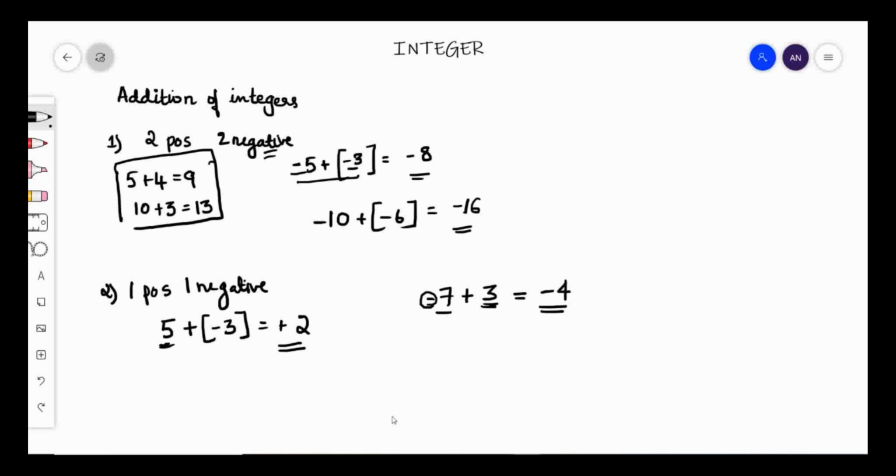So if same integers are given, you have to add and put the sign of that integer. If different integers, a positive and a negative, or a negative and a positive are given, subtract and put the sign of the larger number.